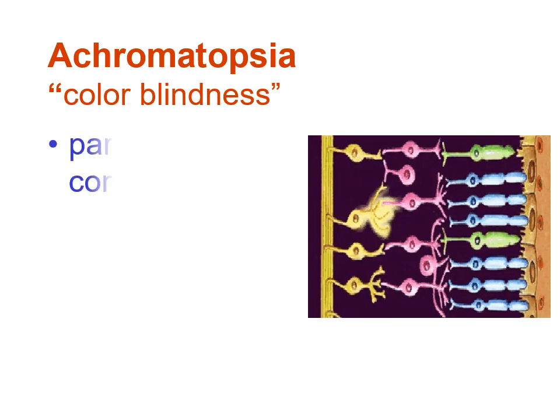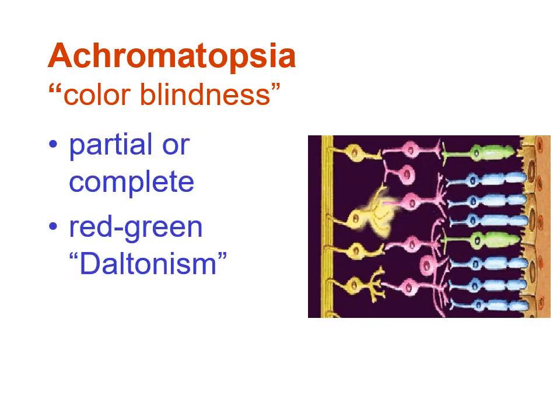If you're missing one or more of these families of cones, you won't see the range of colors others can see. The deficiency is called achromatopsia, or color blindness. The most common form of color vision deficiency is called red-green color deficiency, or daltonism. Red-green achromatopsia is more common in males than females and results in their inability to differentiate between red and green.